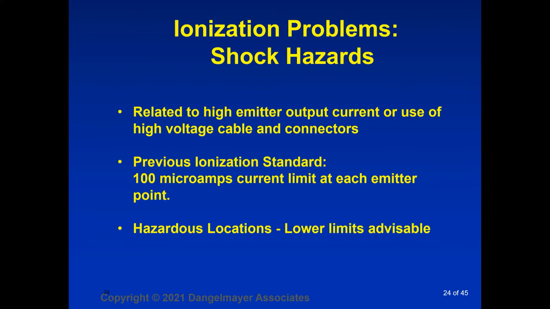We always point to a 25 microamp current limit at each emitter point, not at a central controller, but rather at each emitter point, as a good safety level. In hazardous locations, lower limits may be advisable. In fact, some of the hazardous applications of ionizers are in explosive or flammable environments, and there are definitely lower limits advisable and specialized ionizers that are designed and certified for use in those types of areas.